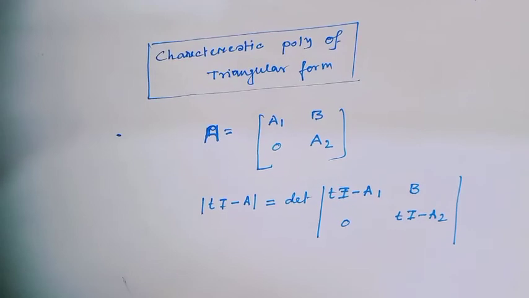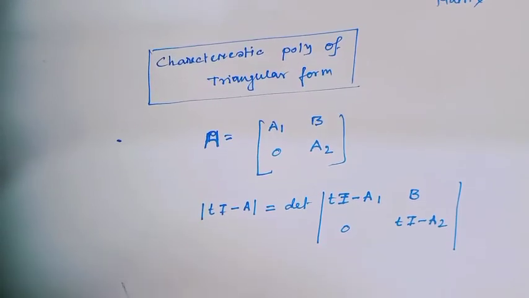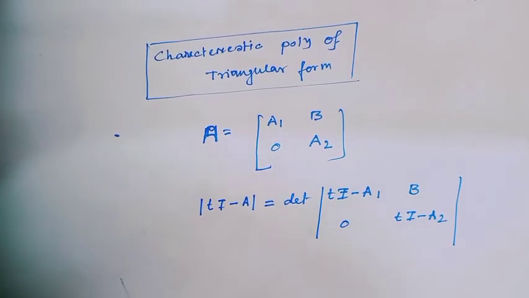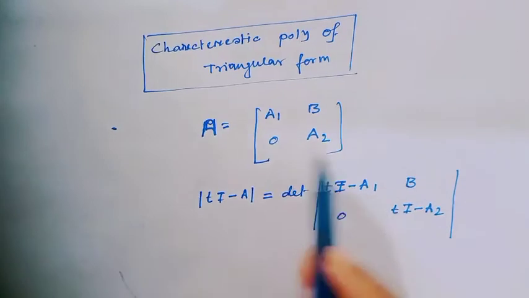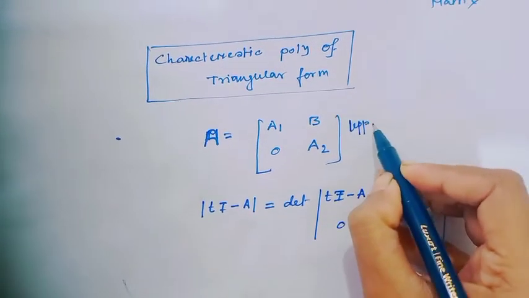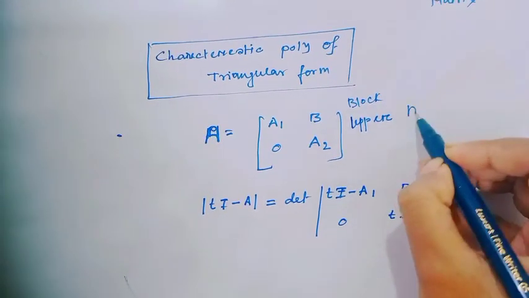Now I will say another property of block matrix. Okay, I will say the characteristic polynomial of a block matrix. At first I will say this is the block upper triangular matrix.